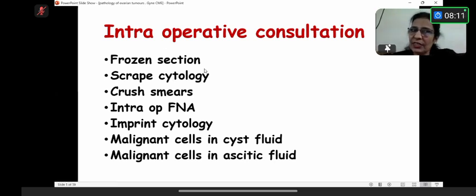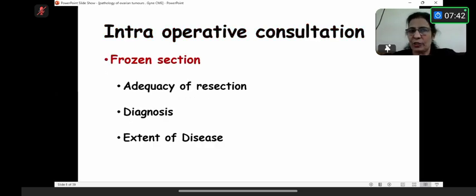If frozen section facility is not available, scrape cytology can give a very fair idea to an experienced pathologist whether we are dealing with a frankly malignant tumor or not. The other methods we use in our setup are crush smear cytology, intraoperative FNACs, imprint cytology smears, and of course looking for malignant cells in the cyst fluid as well as in ascitic fluid, which is a routine part of the staging procedure and can be done intraoperatively also.